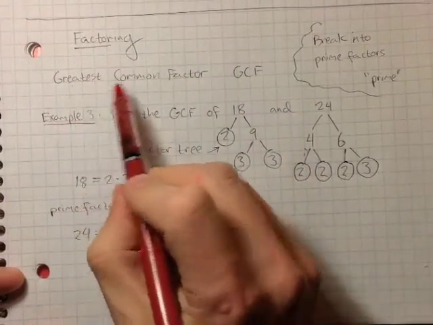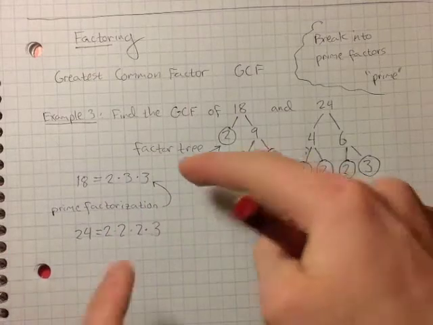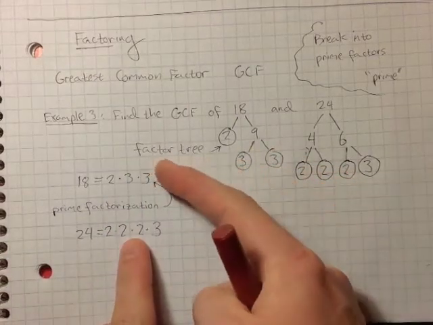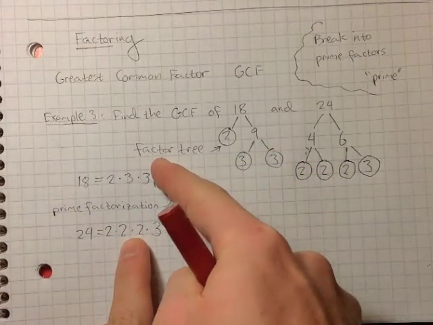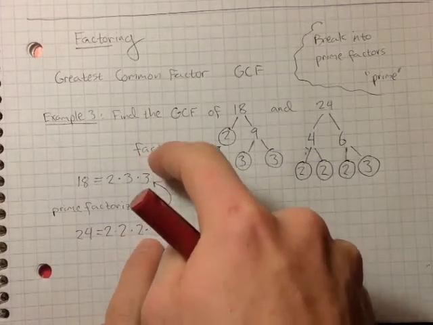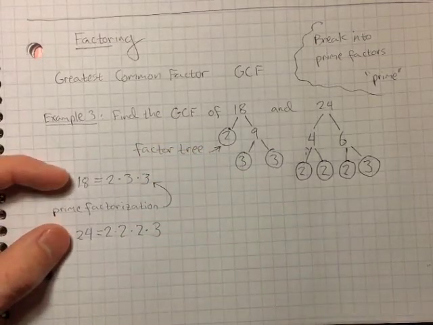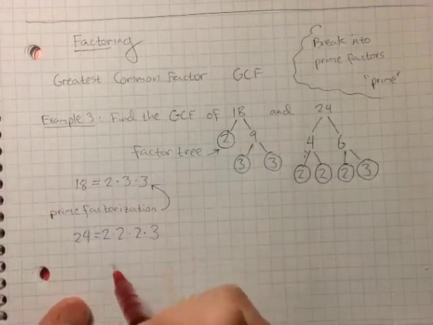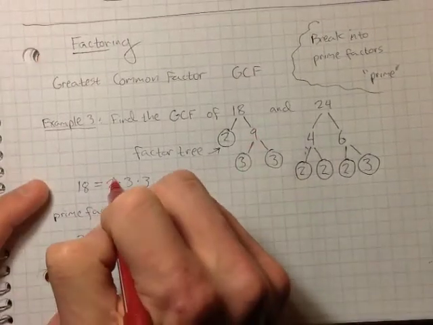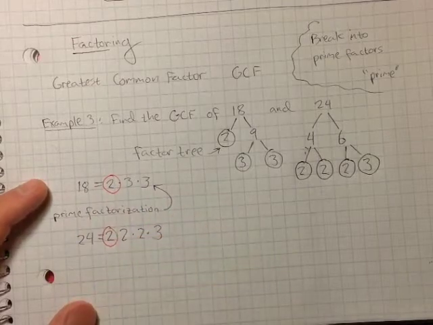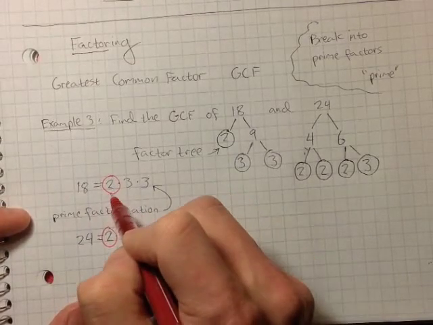In order to find the greatest common factor, we look at these two prime factorizations and we circle the things that the two numbers have in common, that the two factorizations have in common. Well, they both have a 2 in common, so let's circle the 2 up here, circle the 2 up here. And what I'm going to do is I'm going to draw a line between them.